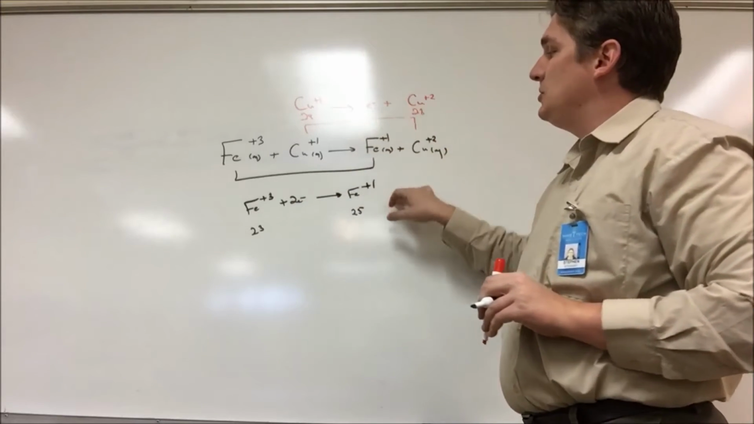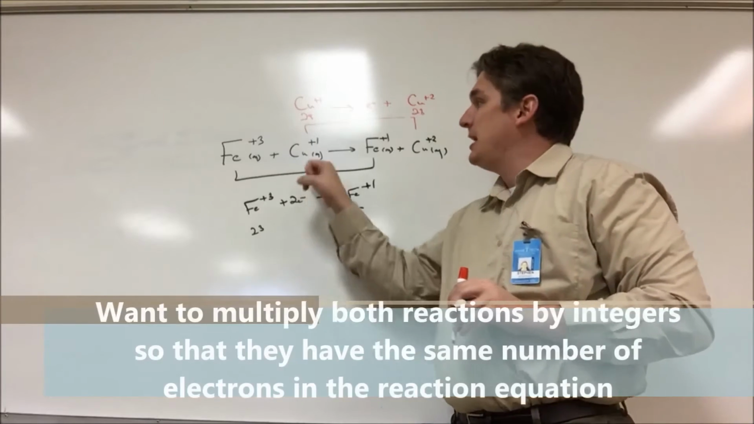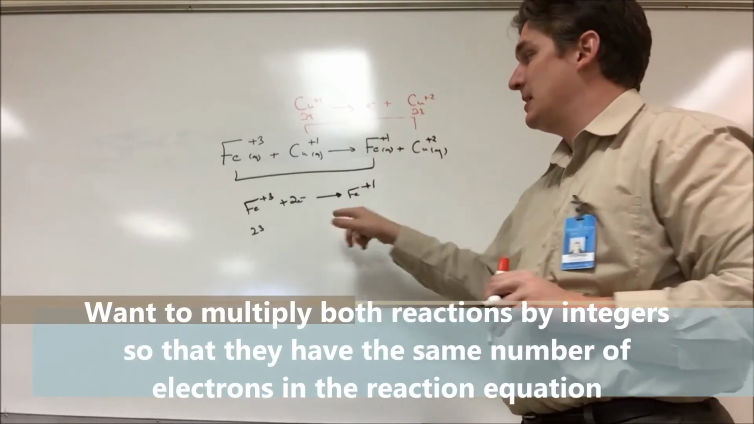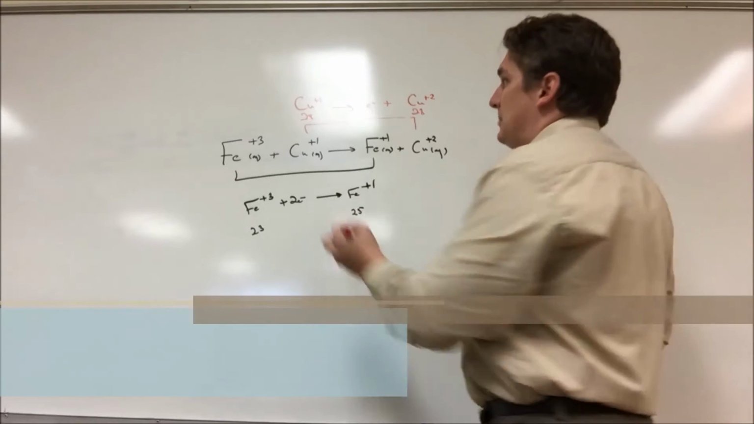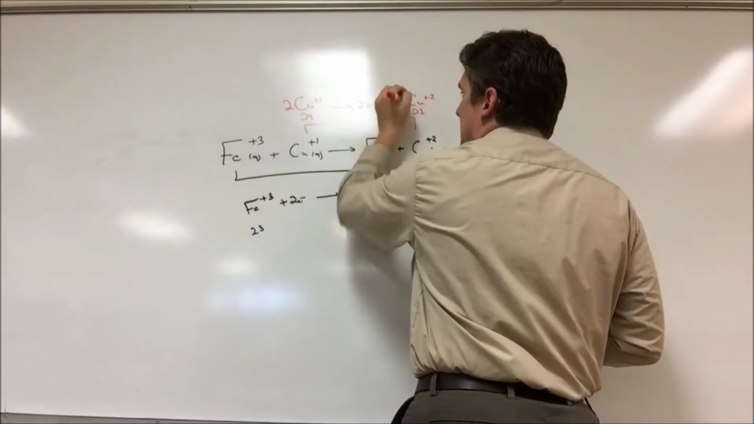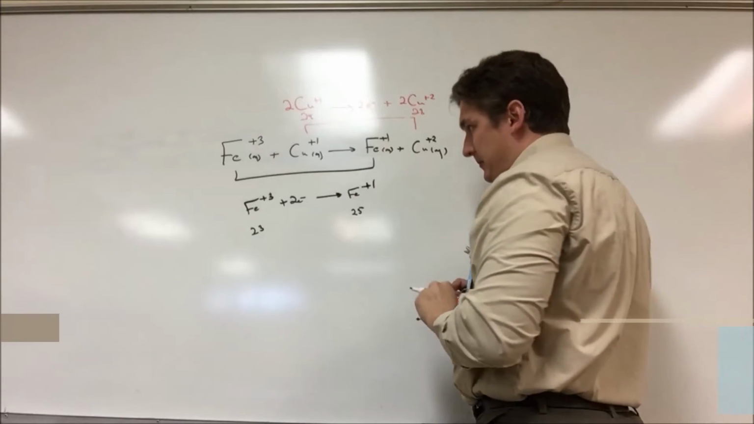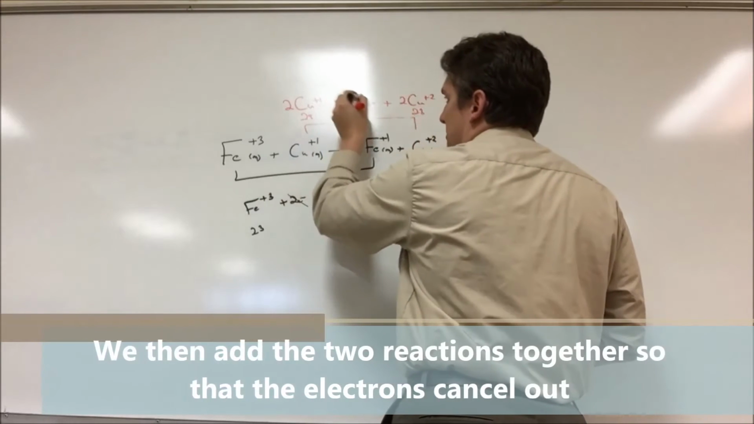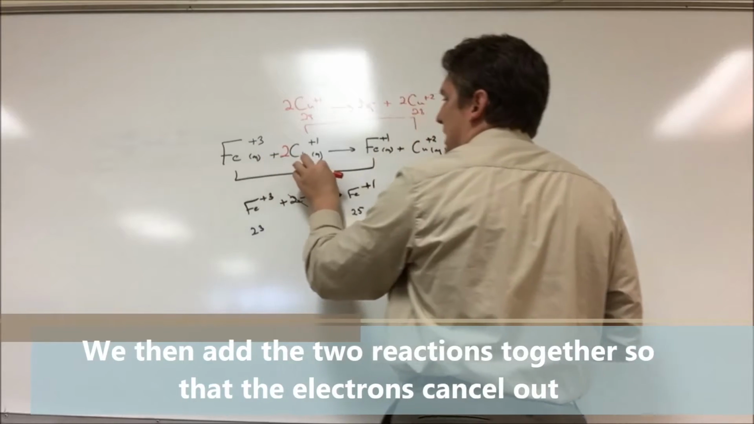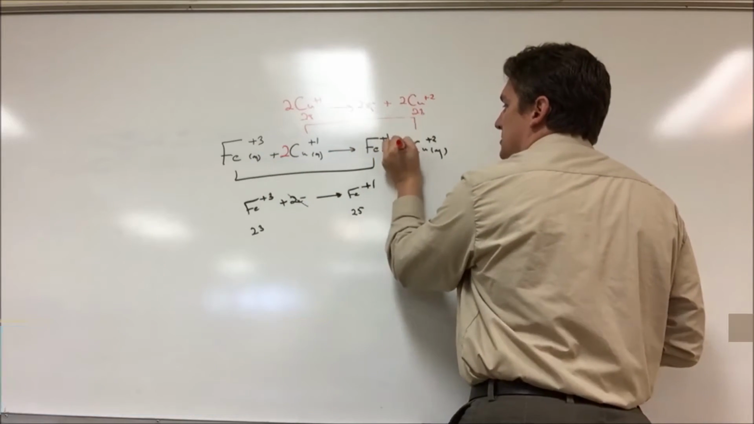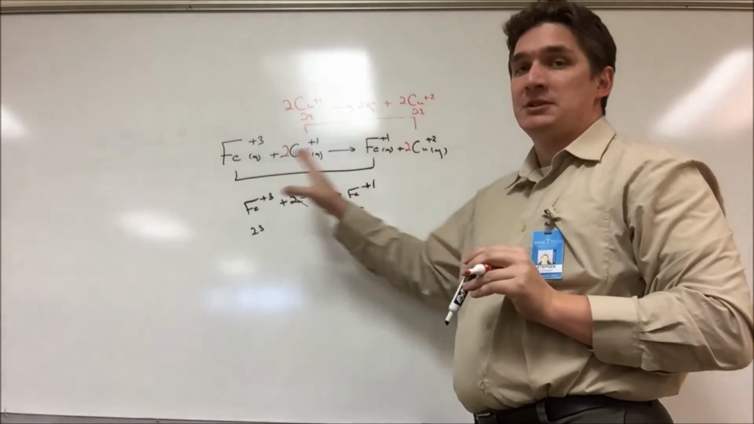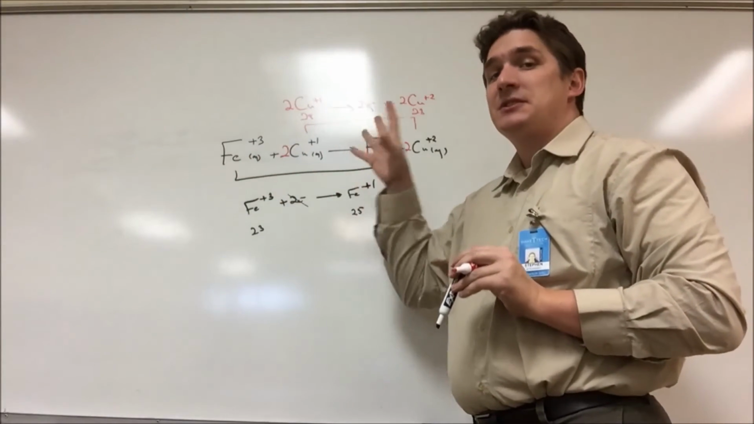Now what we want to do is take these 2 reactions and add them together in such a way that we cancel out the number of electrons. So the top reaction only has 1 electron, the bottom has 2. So if we just multiply the top reaction by 2, 2 copper plus 1 goes to 2 electrons and 2 copper plus 2, and we add the 2 of these back together, our electrons are going to cancel. And what we're going to get is iron plus 3 plus 2 copper plus 1 goes to iron plus 1 plus 2 copper plus 2. In this case, we have the same number of electrons on the left and right as well as the same number of elements. Now this is a very simple problem.